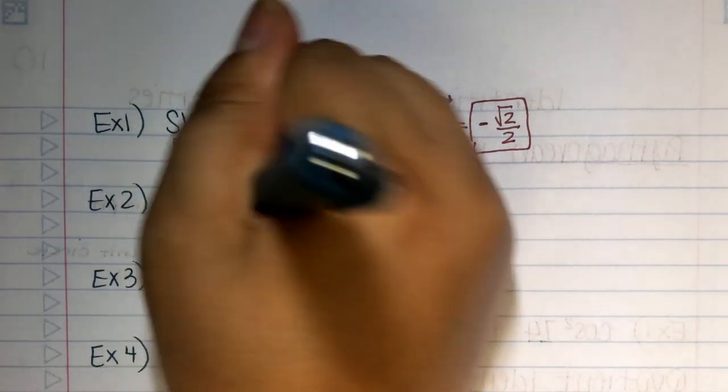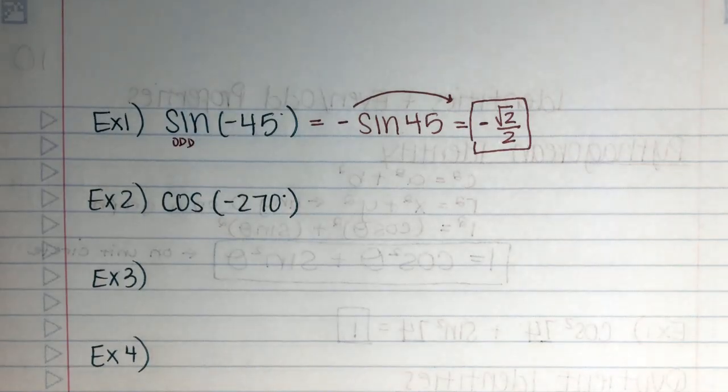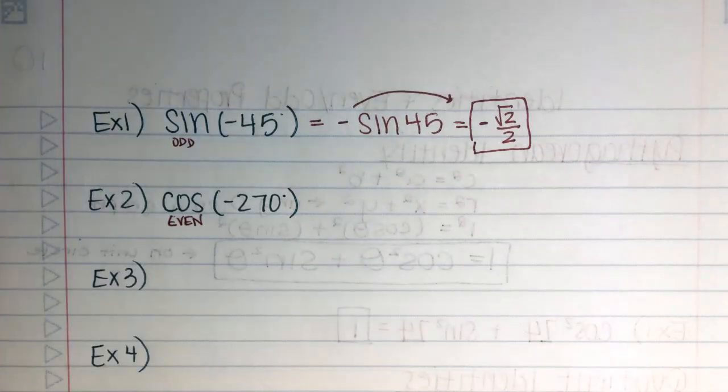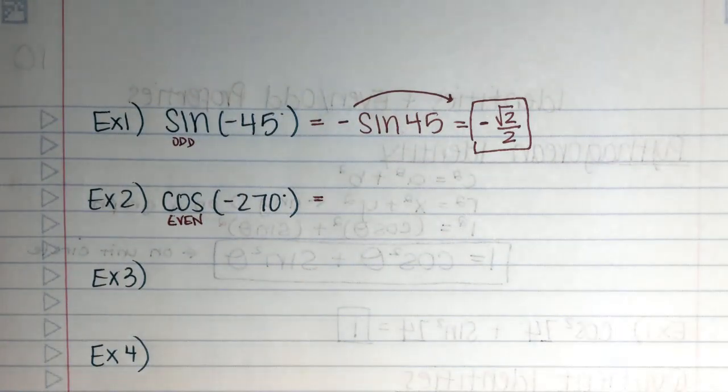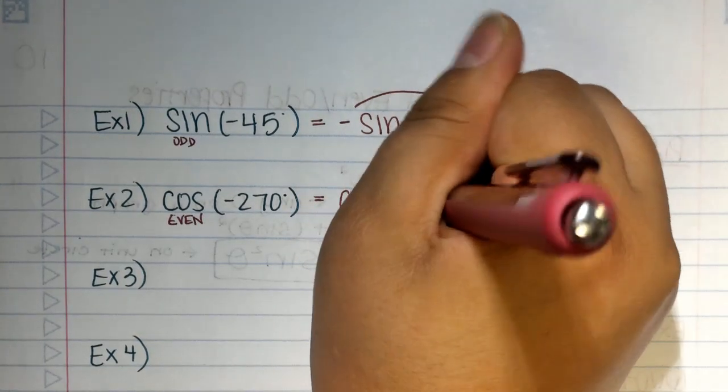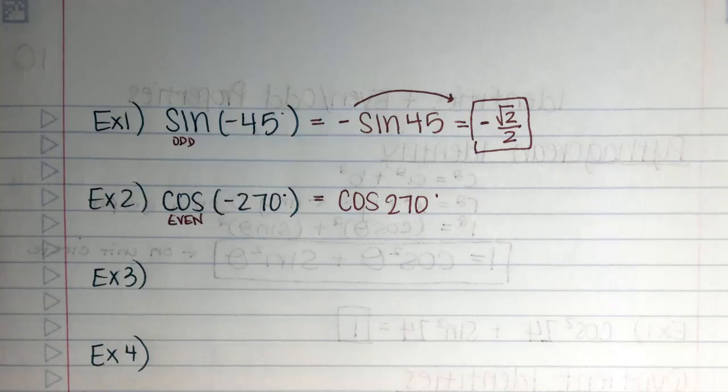What about the cosine of negative 270 degrees? That is even. Well, what happens with an even function? It's the same. The negative goes away, because do you agree they have the same y's? So this is equivalent to the cosine of 270. With even, your negative goes away. What's the cosine of 270?